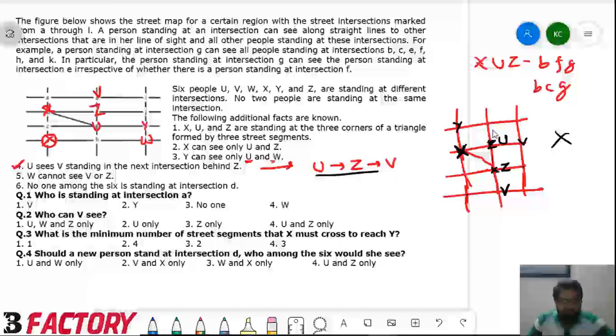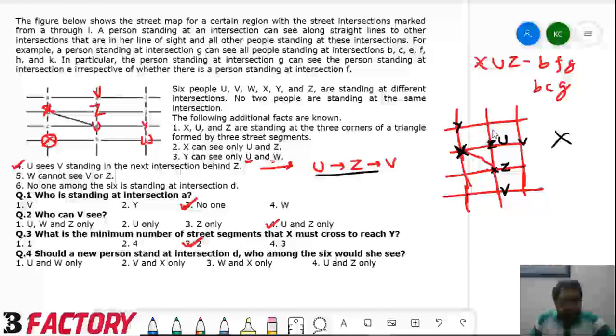Who is standing at a? There's no one standing at a. Who can v see? V can see z and u. What is the minimum number of street segments that x must cross to reach y? So the minimum is this part, x, u, y. So it has to cross those intersections.